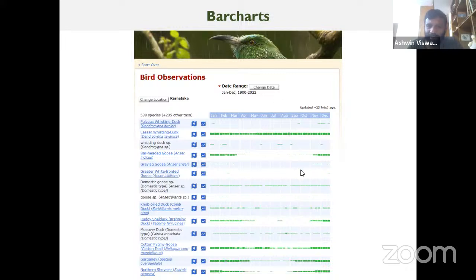So I suppose that's clear to everybody. Knob-billed duck is there in Karnataka year-round, but it's always thin, which means that it's an uncommon bird in most of the state, but it's present year-round. So it's a resident bird.